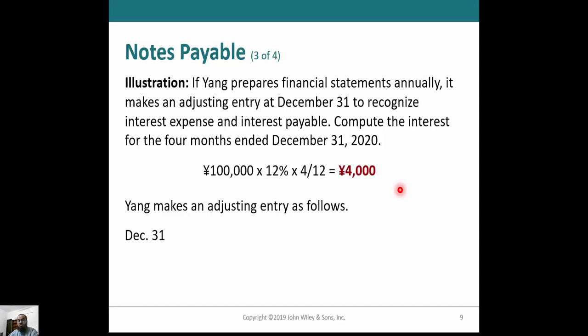So it has to be 100,000 into 12%. The interest rate is always mentioned annual, unless it is mentioned that it's a monthly rate. So 12% multiplied by 4 over 12. So we get 4,000. So the amount of interest that we have to record as an adjusting entry on December 31 is interest expense debit and interest payable credit, right?